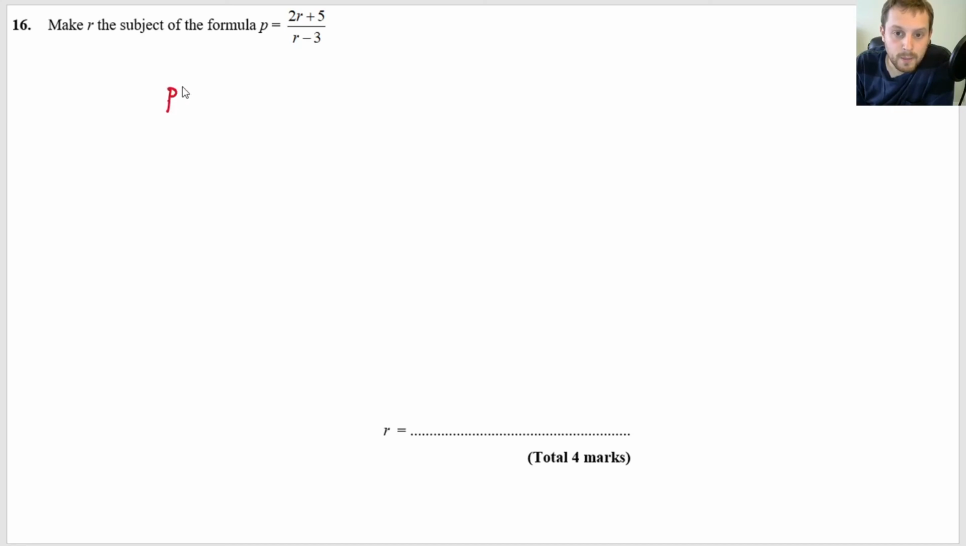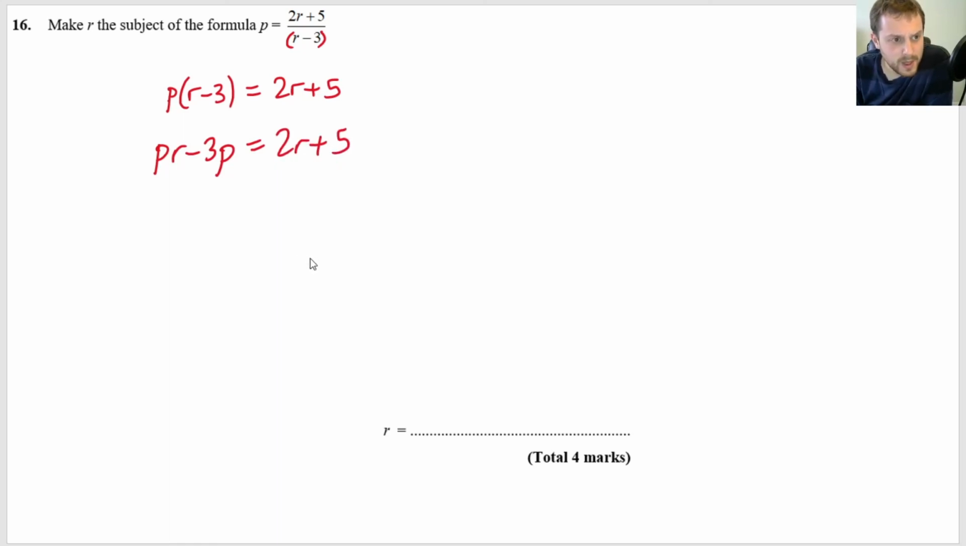So I'm going to have p times r minus 3 is 2r plus 5. So all that's happened is that this r minus 3, I've times both sides by it. I've been left with just 2r plus 5. I'm no longer dividing by r minus 3 because I've now times by it, and p is now obviously being times by r minus 3 because I've times both sides by it. Right, so that's the very first step. The second step, we don't like brackets, right? We want to get rid of the brackets. So we're going to have pr minus 3p is 2r plus 5.